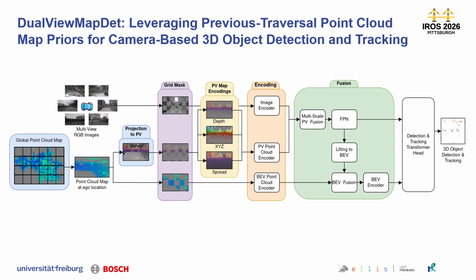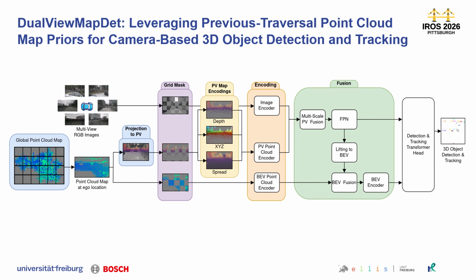Given multi-view RGB images and the current ego pose, we first retrieve a local static point cloud map patch around the ego vehicle from a global map built offline from previous traversals. DualViewMapDet uses a dual space fusion strategy.